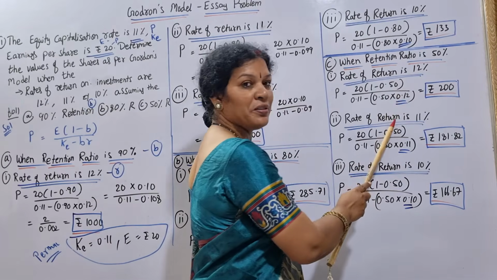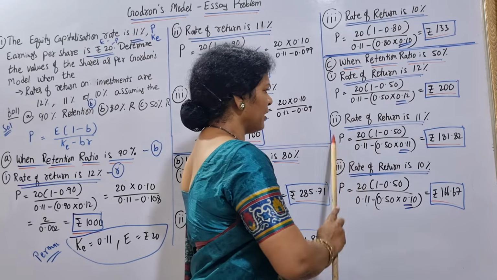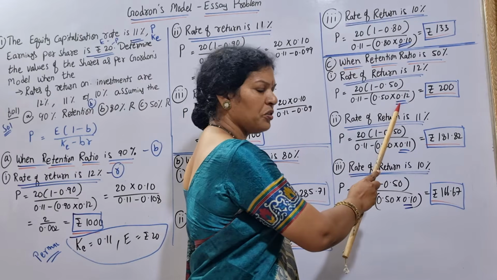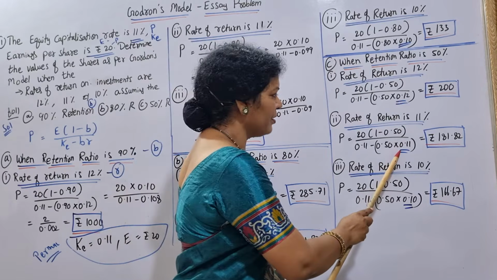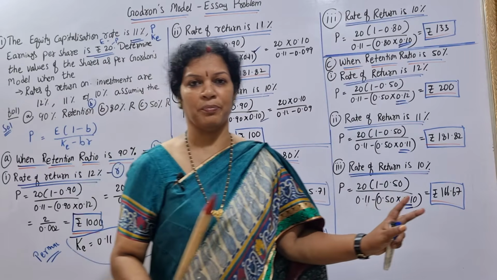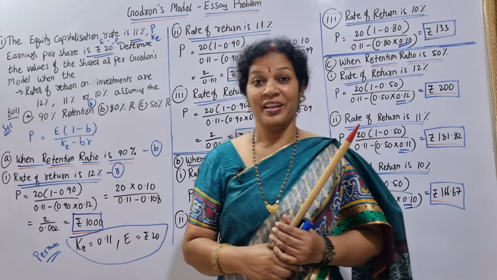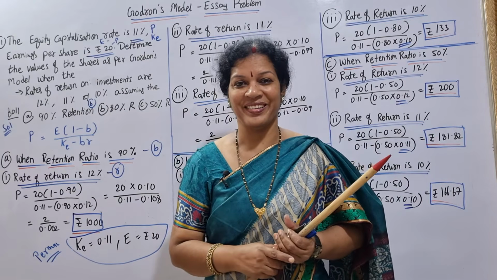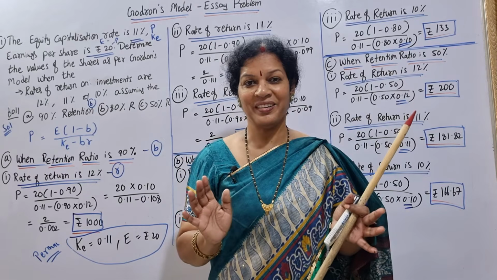First case is 12%. In the second, everything is as it is, only in place of 0.12 we kept 0.11. In the third case, in place of 0.11 we kept 0.10. That's very simple. Practice it. It will be easy for you. Essay, don't ignore it. When you get it in the exam, you can easily score, right?